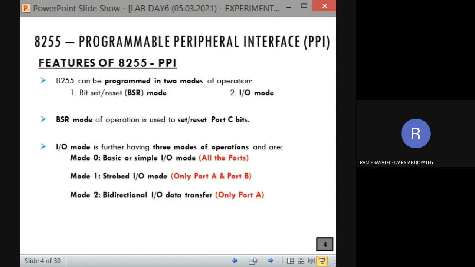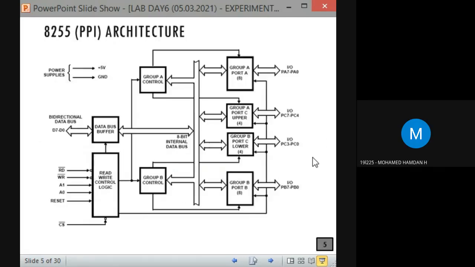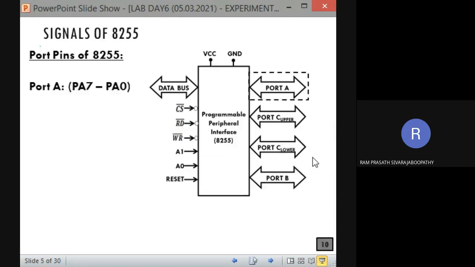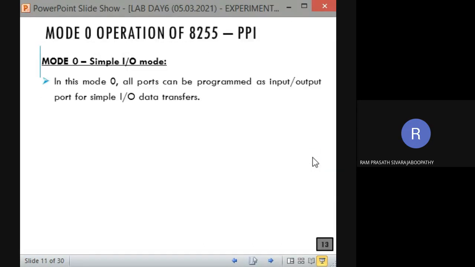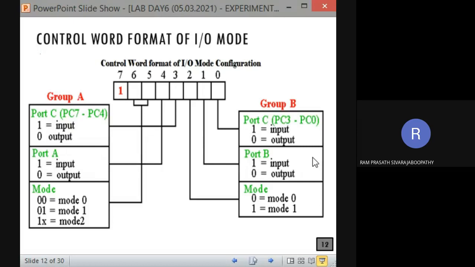Mohammed Hamdan, doubt இருக்குங்களா? No sir. Okay, fine. I think now it will be clear to all of you. Yes? Yes?